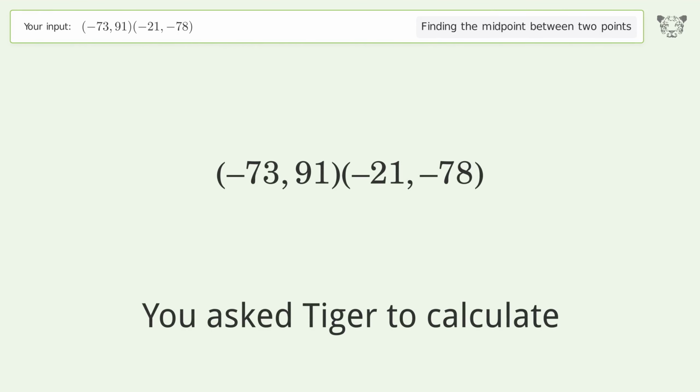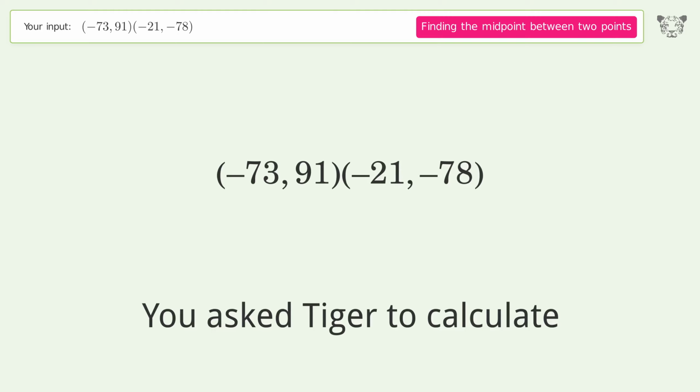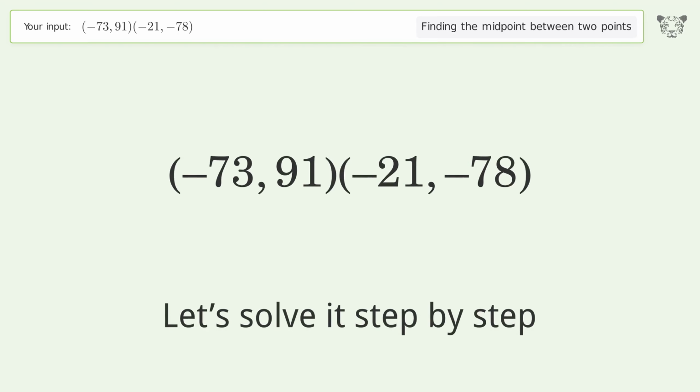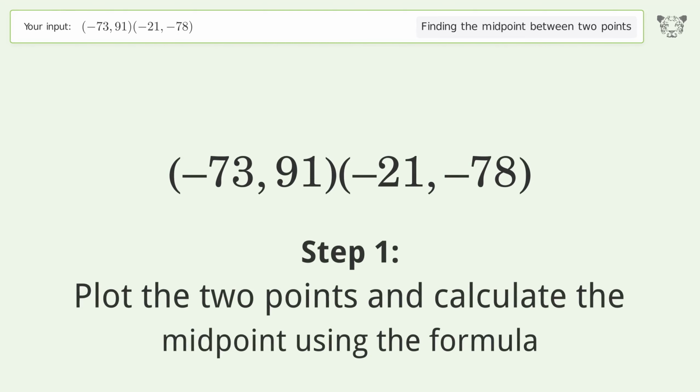You ask Tiger to calculate. This deals with finding the midpoint between 2 points. The midpoint between the 2 points is negative 47, 6.5. Let's solve it step by step. Plot the 2 points and calculate the midpoint using the formula.